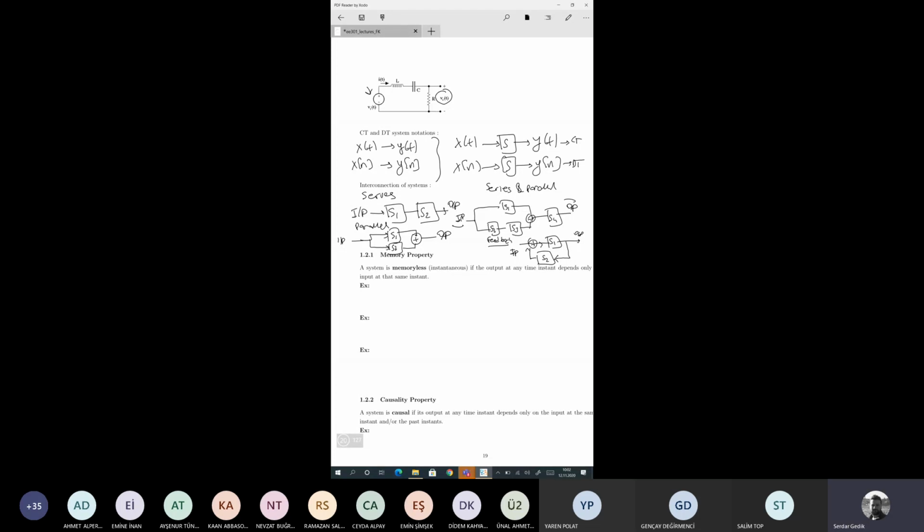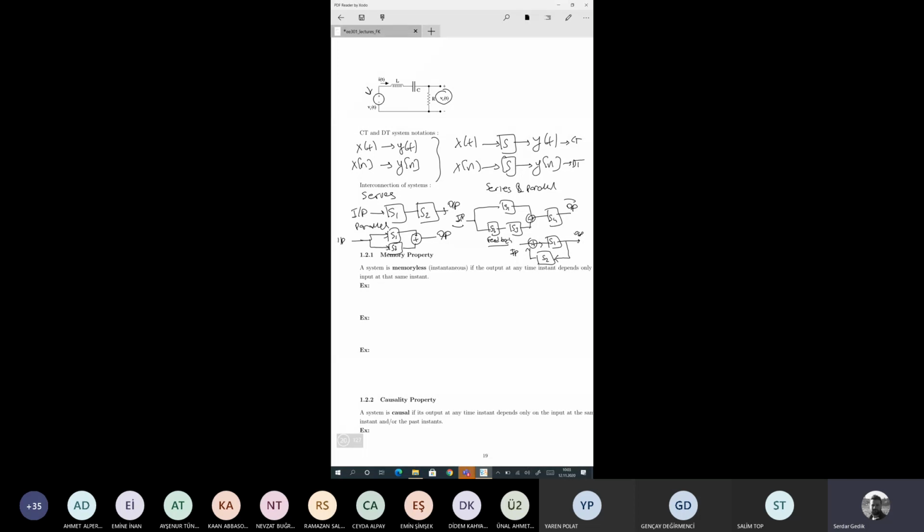Systems, regardless of their being continuous time or discrete time, have some properties. Well, the first property is the memory property, and the formal definition is this: a system is memoryless or instantaneous if the output at any time instant depends only on the input at that same instant.